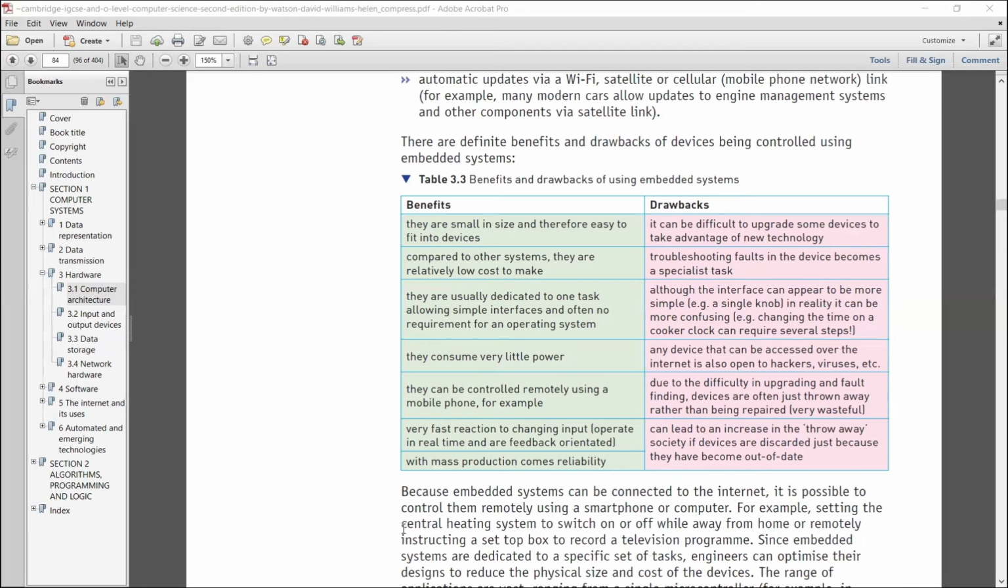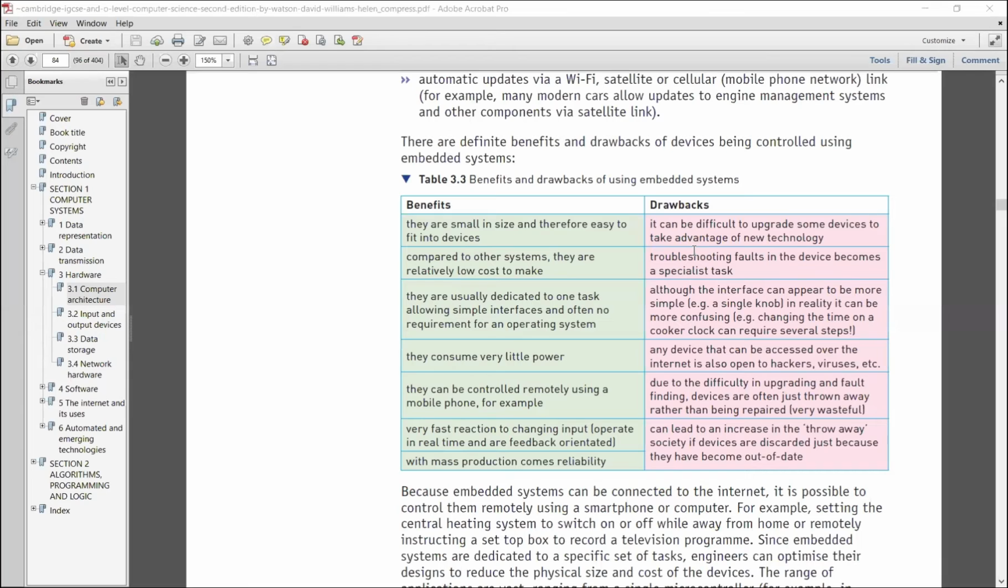Then they consume very little power. They can also be controlled remotely, for example using a mobile phone. They have a very fast reaction to changing input. With mass production comes reliability. With the passage of time, they have become very reliable because we have been using them for quite some time, so we know how reliable they have become.